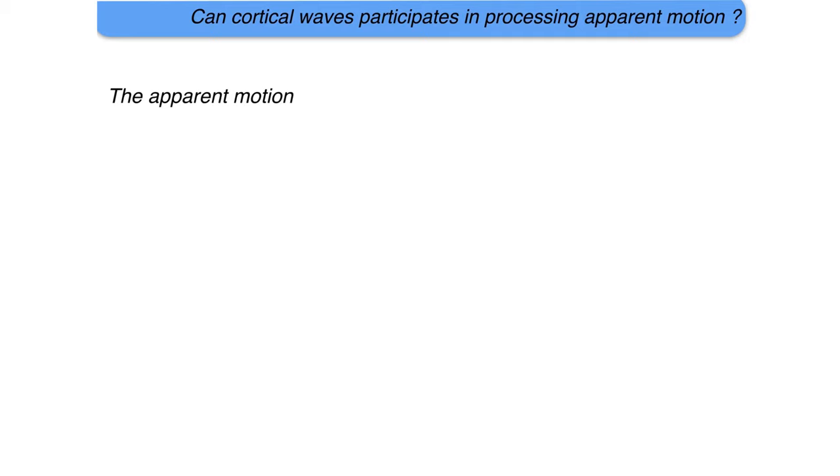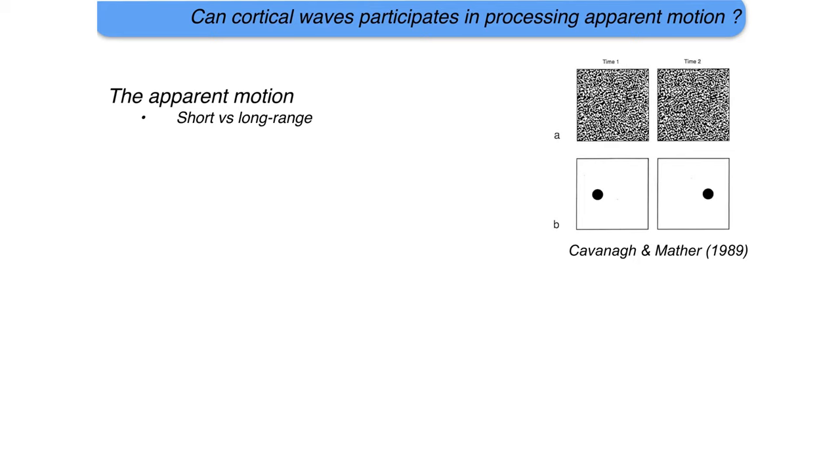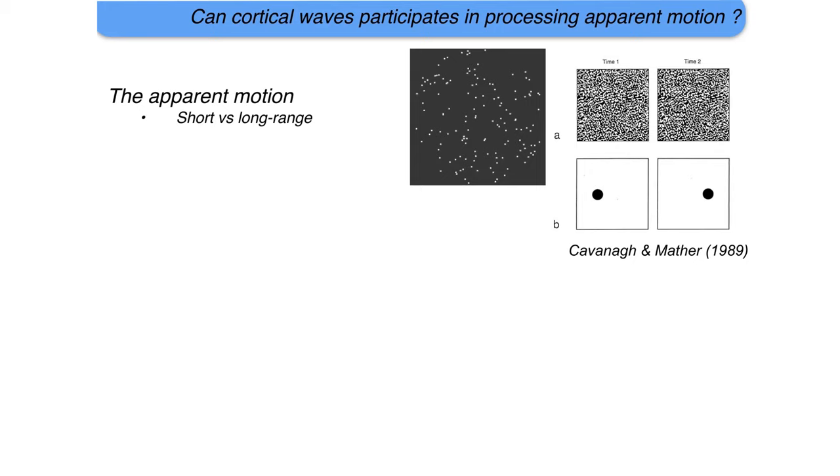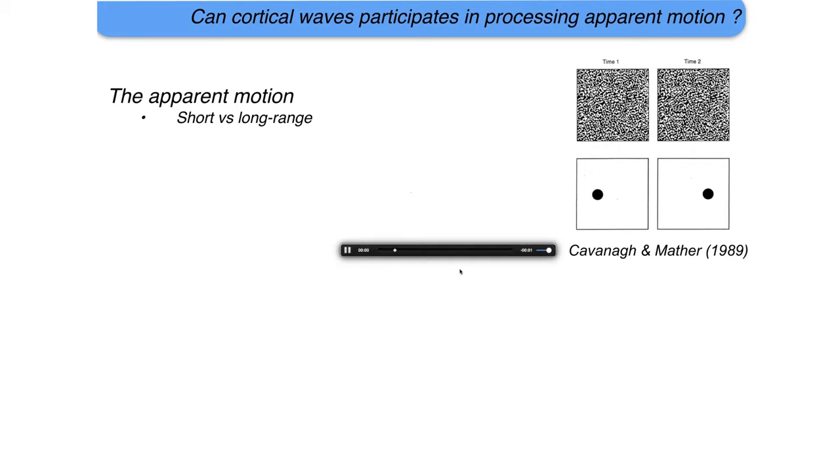So the apparent motion, of course, there is a short range, which is most of what we know about apparent motion, which is random dot kinetograms, but this is not what we want to show. And the long range, where there is a single object that appears in one position and goes to the other position, giving us the apparent motion illusion. There are key differences between the two types of motion. I don't want to go there.